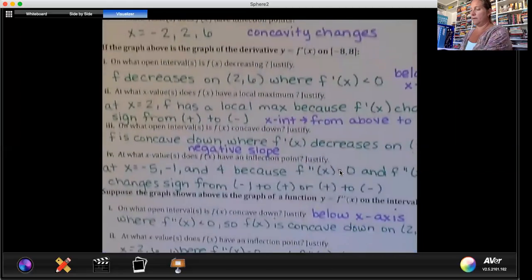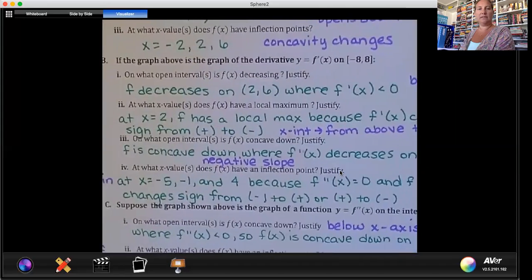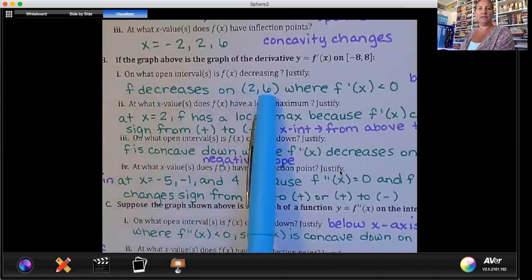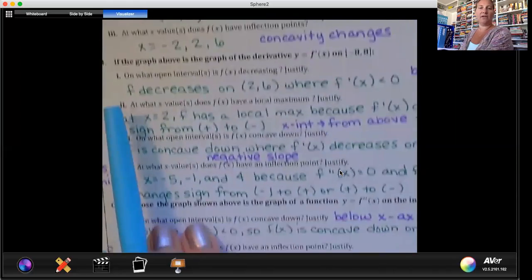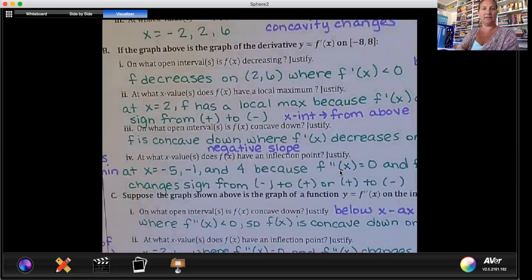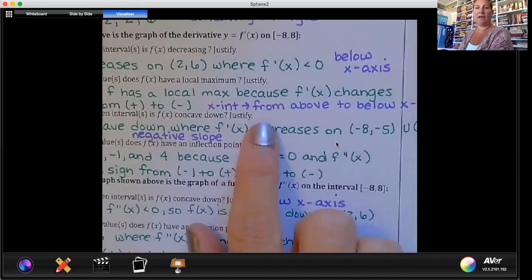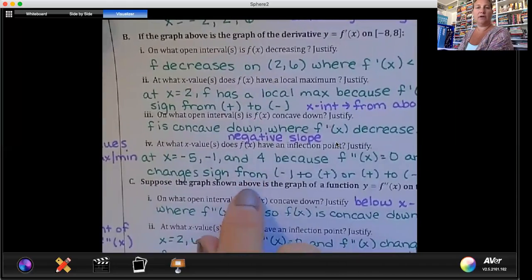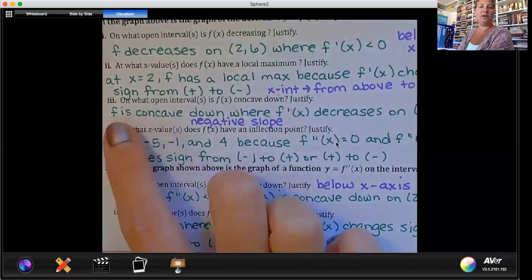Part B, on what open interval is f of x decreasing? You're looking for below the x-axis. F decreases on 2, 6, where f prime is less than 0. At what x value does f have a local max and justify? Remember, justify means you've got to tell why it's happening. So at x equals 2, f has a local max because f prime of x changes sign from positive to negative. And number 3, on what open interval is it concave down?